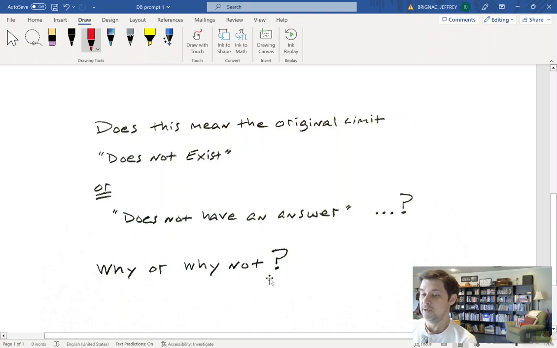The why or why not would probably be the most important part, because I would like to get some insight into your reasoning on whatever you believe the answer to this question to be.